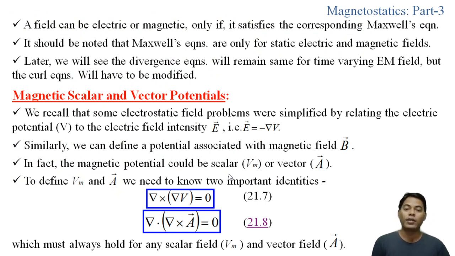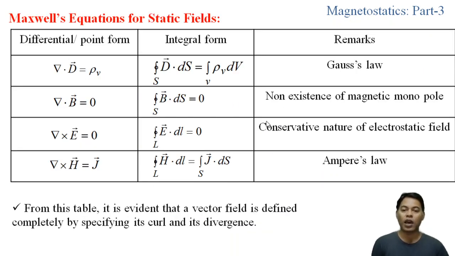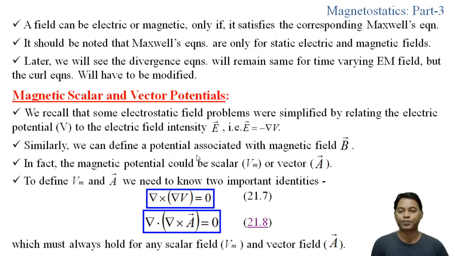It is also noted that Maxwell's equations are only for the static fields. That means these equations are only for static fields, that is, either the electrostatic field or the magnetostatic field. Whenever we study the electromagnetic fields, that means the time varying electric field and magnetic field, you will see that these first two equations will remain the same, but there will be a change in the last two equations. So we will discuss that afterwards.